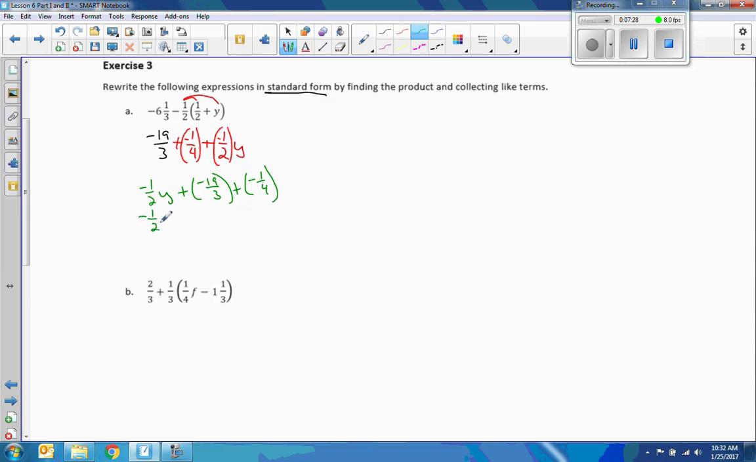I can't do anything with this y. It's all by itself. My final answer is going to have a negative 1/2 y. We're going to simplify these two, and that's going to be our final. So now I have to add these. I have to have like denominators.